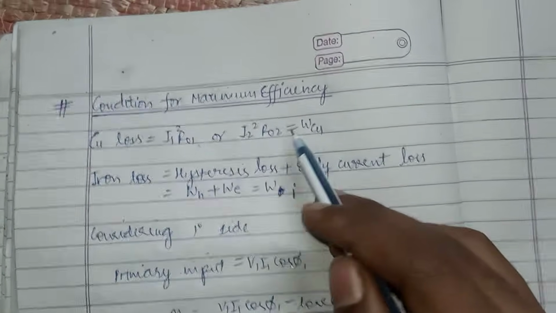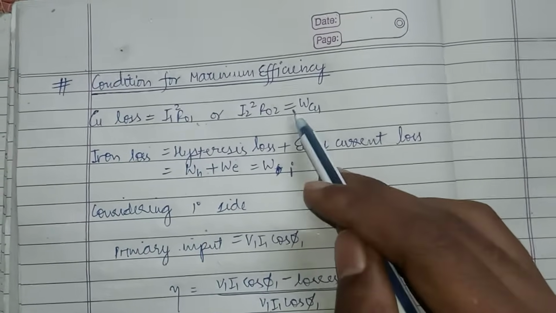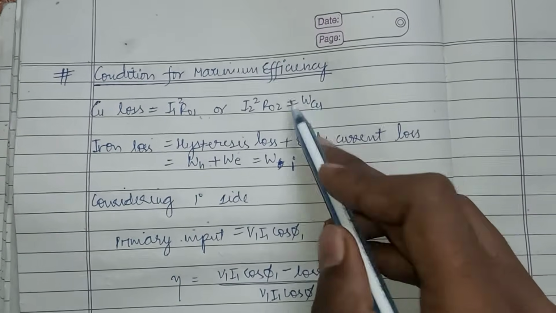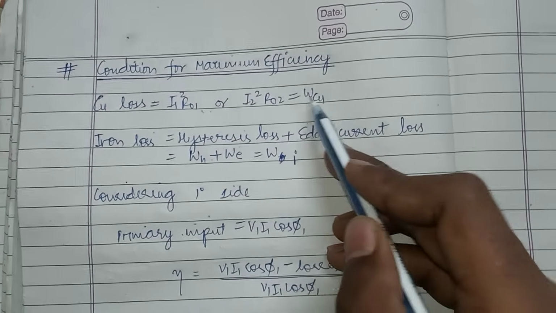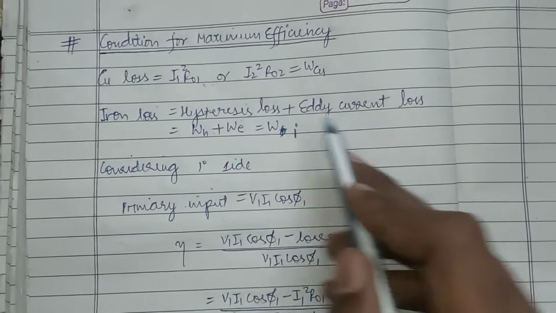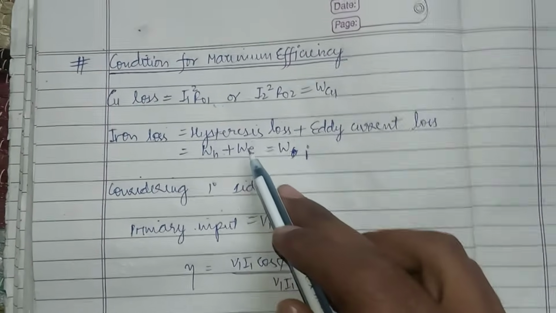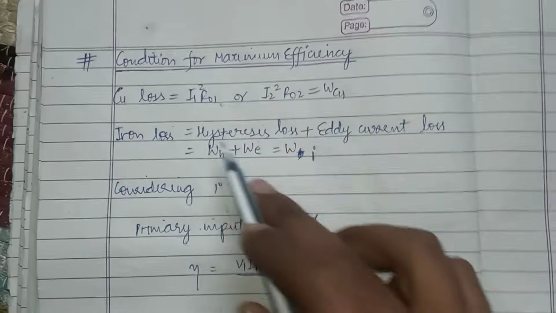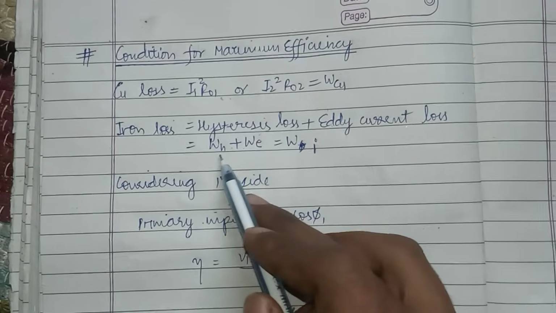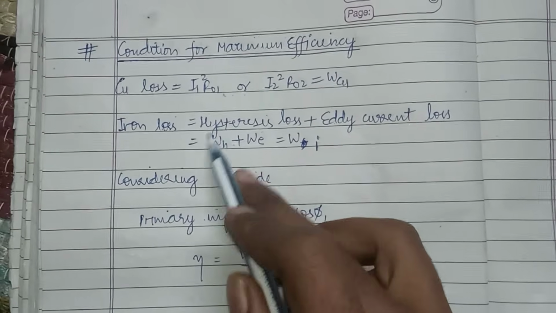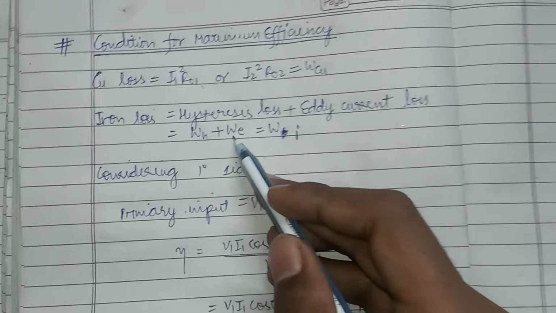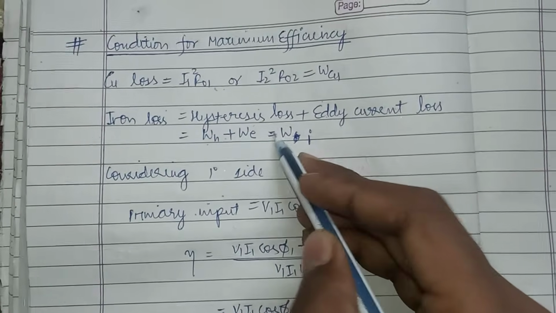Now, any loss in a transformer, or any electrical machine, we denote by W. So WCU means copper loss, and iron loss comprises of hysteresis loss and eddy current loss. You all have studied in our previous videos what hysteresis loss and eddy current loss are. Hysteresis loss is denoted by WH, where W means loss in electrical machines and H means hysteresis, and similarly eddy current loss. The two together give the iron loss.